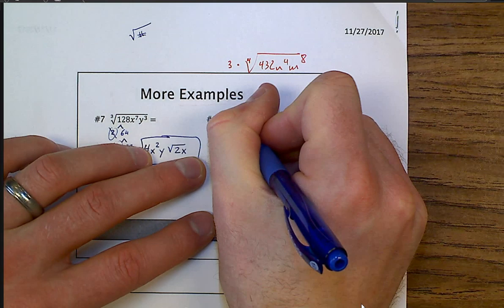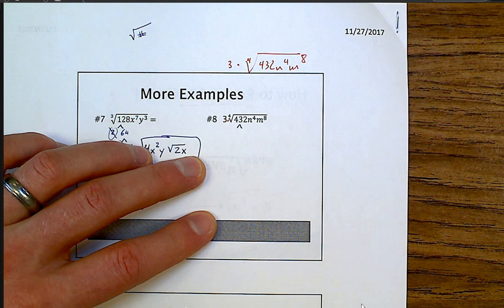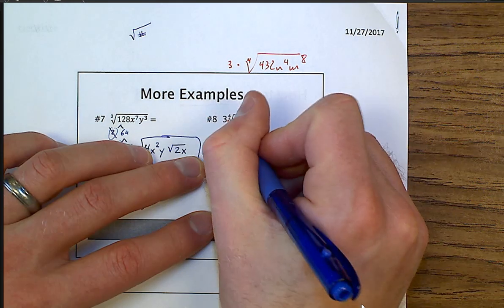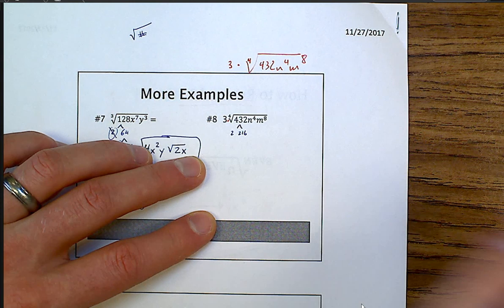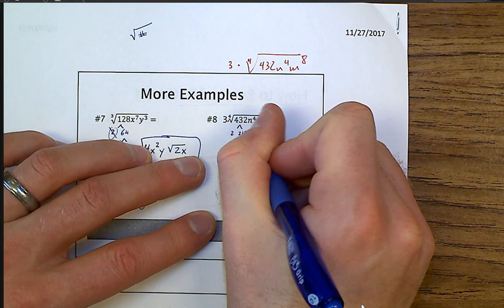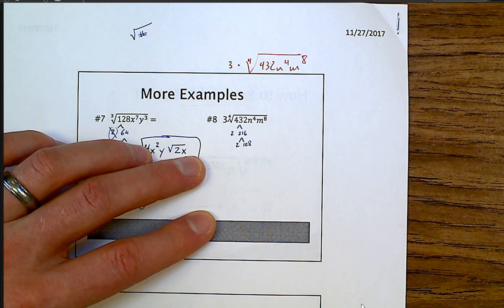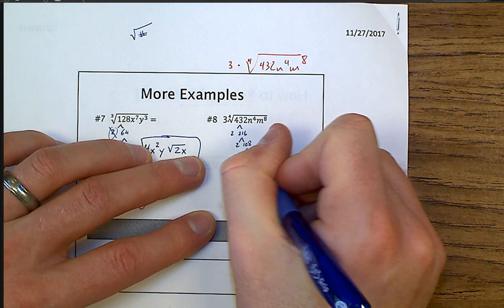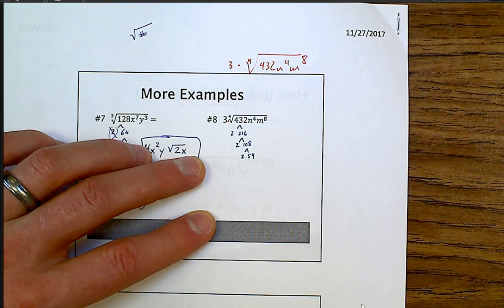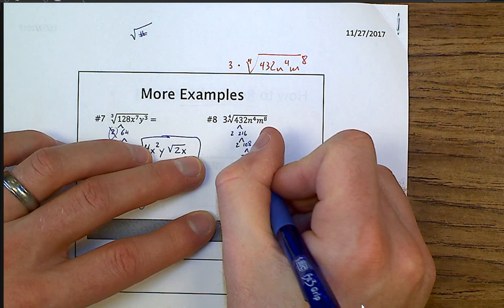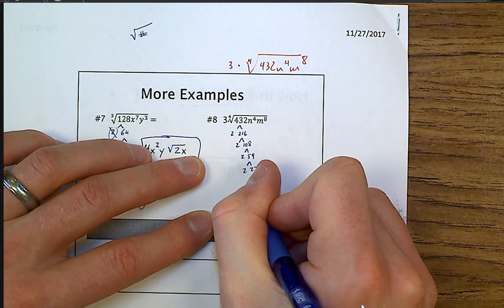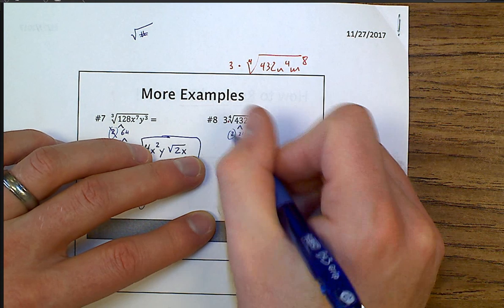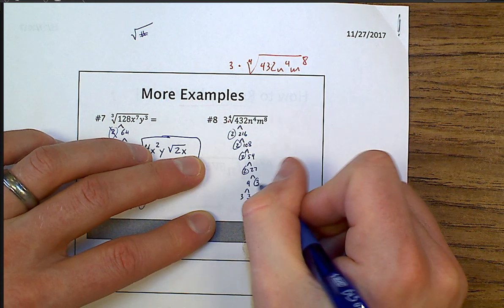If you need your calculator, 432 divided by 2, I get 216. 216 divided by 2 is going to give me 108. 108 divided by 2 is going to give me 54. 54 divided by 2 should give me 27. And then 27 breaks down into 9 and 3. And I got 3 and 3. I always circle my prime numbers. So you should have something that looks like that.